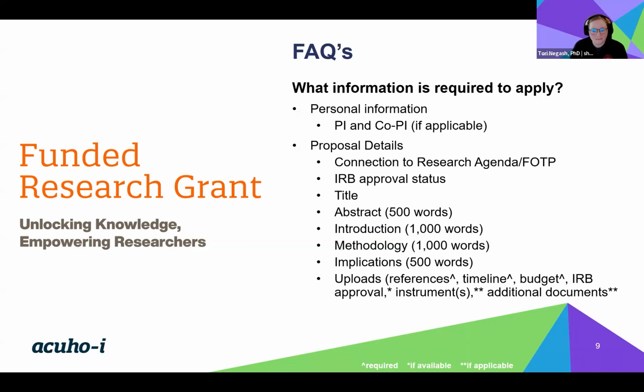We ask for a title. And then you have 4 sections where you're going to be writing in or copying and pasting in information. That's going to be your abstract, your introduction, your methodology, and implications. There are details about what specifically you should include in those 4 sections on our website. There are resource documents there. There's also instructions within the application form to give you guidance about what you should be writing there. And these are the associated word limits, which are also listed in the application.